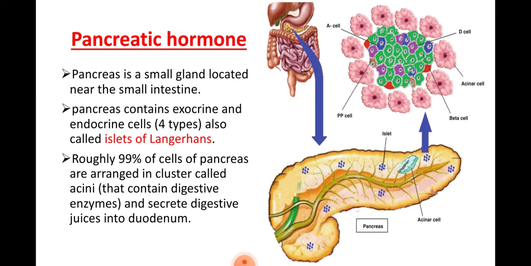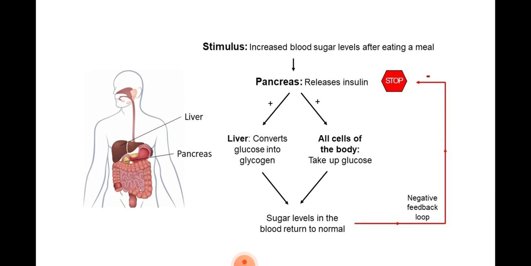The pancreas, a small gland located near the small intestine, contains two types of cells, exocrine and endocrine. The endocrine type of cells may also be called the islets of Langerhans, whereas 99% of the cells of the pancreas are arranged in clusters called acini. These acini also contain digestive enzymes and digestive juices that are ultimately secreted into the duodenum.